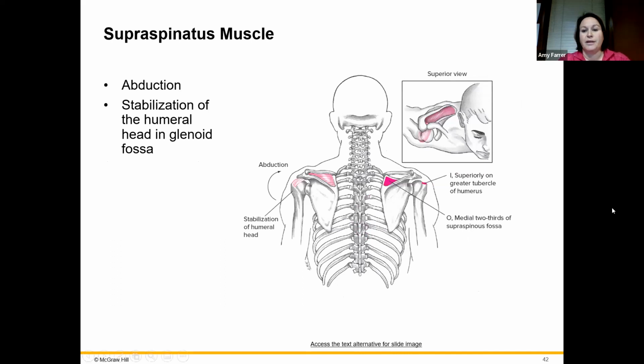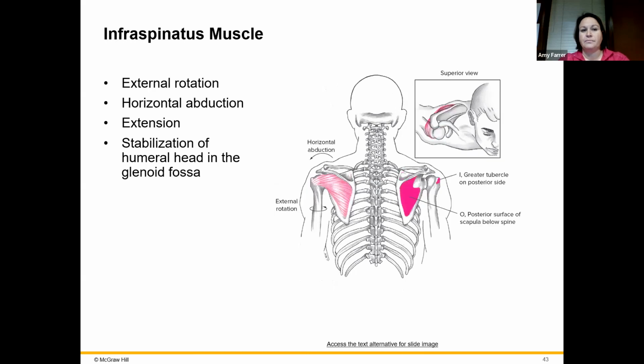Supraspinatus originates in the medial 2/3 of the supraspinatus fossa, inserts superiorly at the top of the greater tubercle. It is our abductor, and again, our stabilizer of the humeral head and the glenoid fossa. That will show up on every single rotator cuff muscle. Don't forget it. Our infra is going to originate in the posterior surface of the scapula below the spine, okay? Inserts again in that greater tubercle on the back side of it, posterior aspect. External rotator, a horizontal abductor, an extensor, and imagine that, a stabilizer, okay?